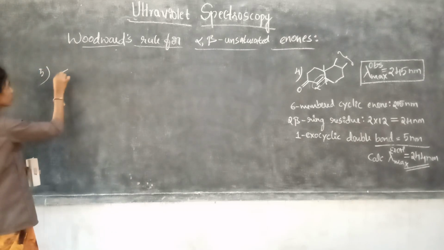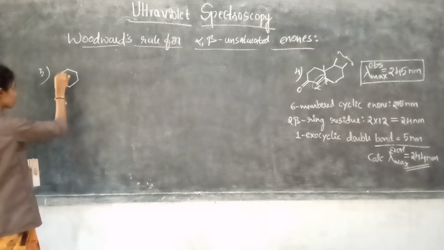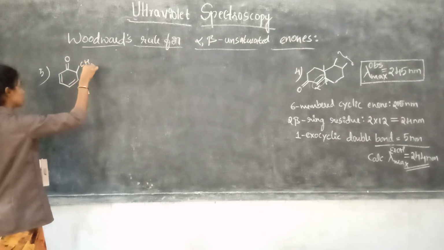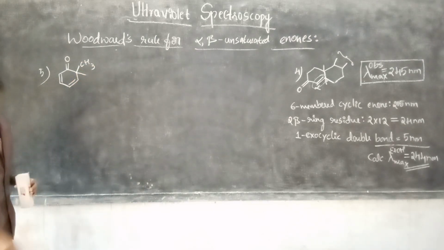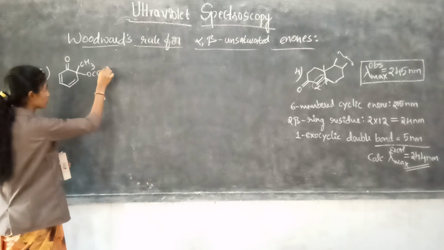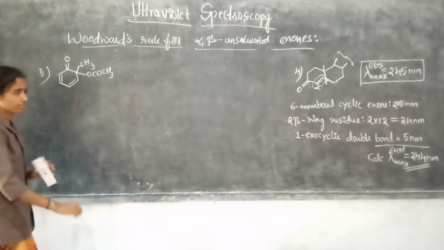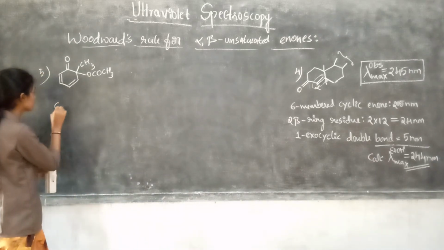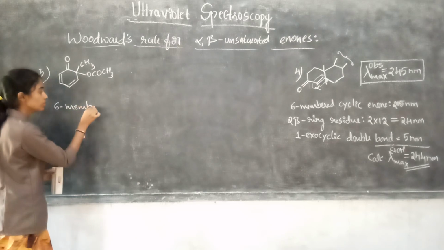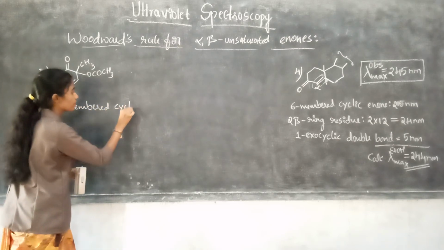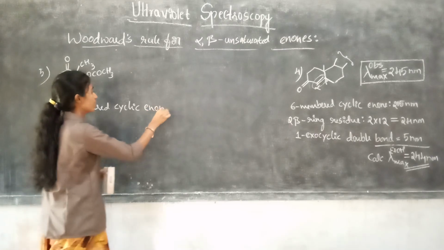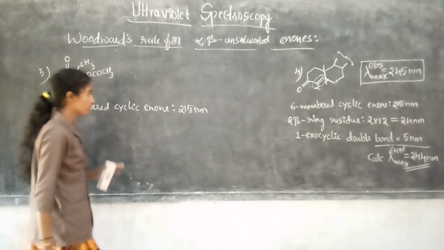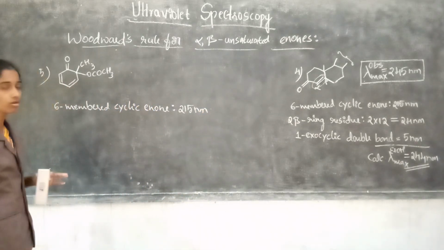Next is a simple 6-membered cyclic enone system. From looking at this only, we can say that it is the 6-membered cyclic enone system, having the base value 215 nanometer. 215 nanometer is the base value for the 6-membered cyclic enone chromophore.